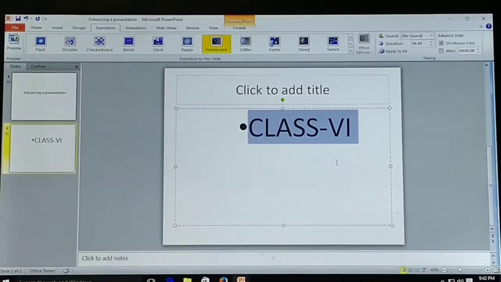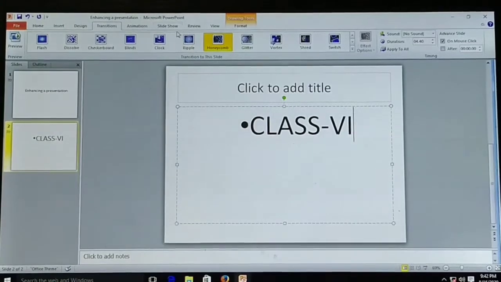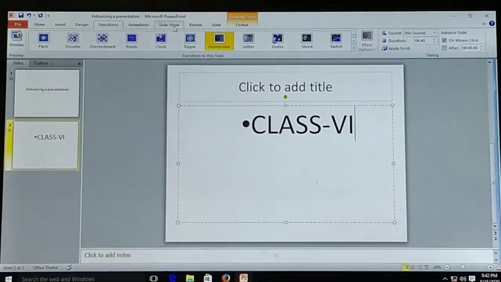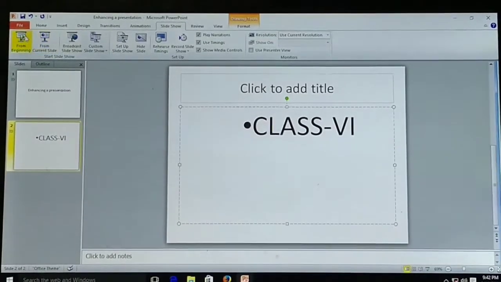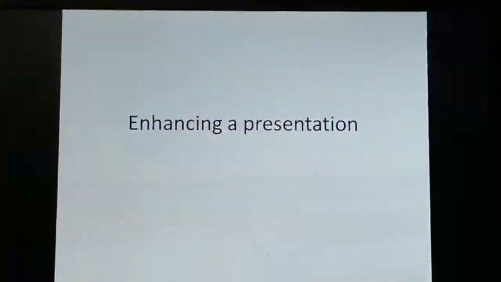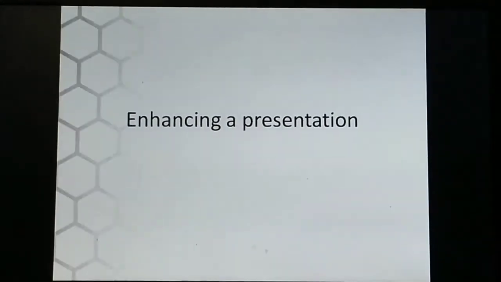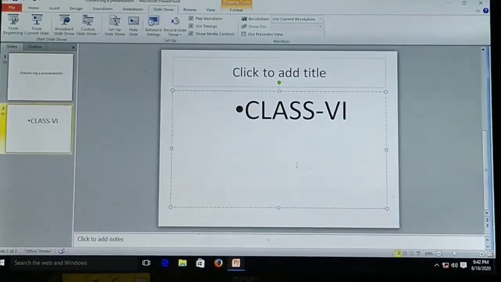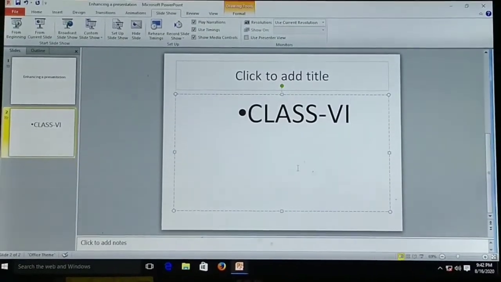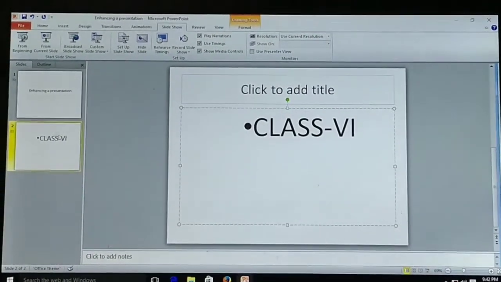So again we will see how it looks. For that we will go to the Slideshow tab, and then after we will choose From Beginning. See how it will look. This is our first slide, and this is our second slide. So your appearance has totally changed, as you have seen. Okay, so this was the transition effect.